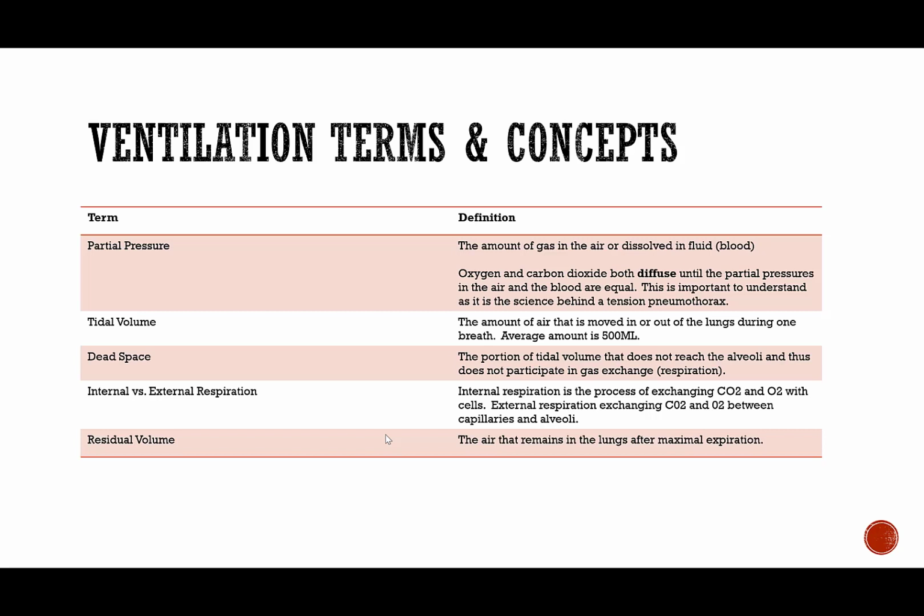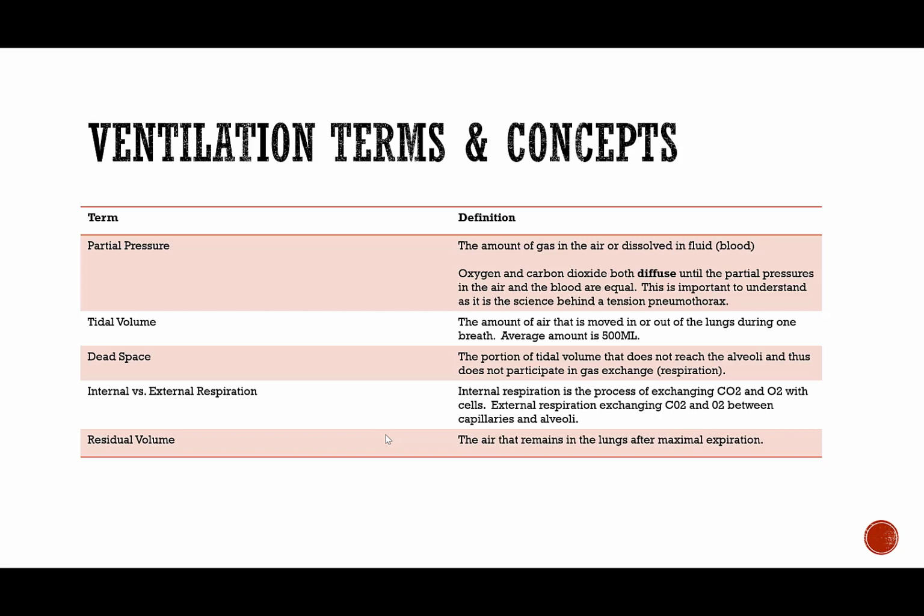Now, tidal volume, right? This is the amount of air that is moved in and out of the lungs during one breath. So one standard movement of ventilation, one ventilation cycle, is going to be about 500 milliliters on average. And so tidal volume is just the entire movement of air in and out of the lungs, right? The inhalation and expiration.